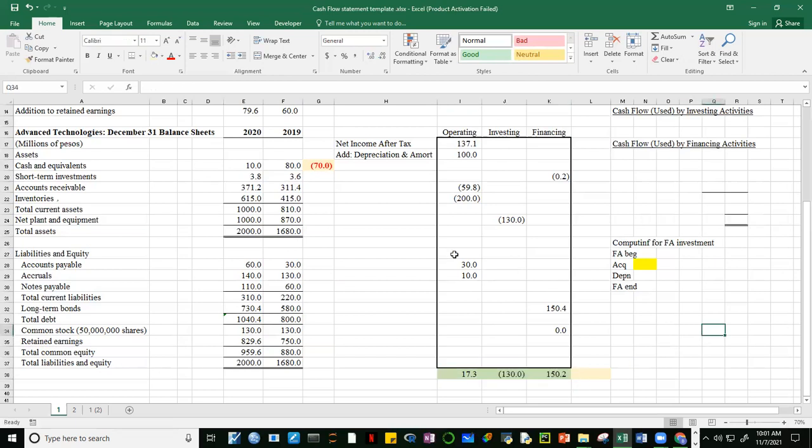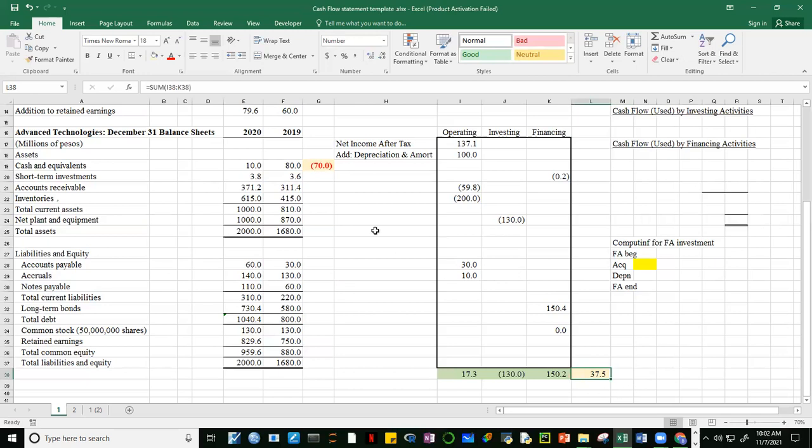Okay, so as far as operating activities is concerned, there was a net source of cash of 17.3 million. For investing, there was a net use of cash, 130 million. For financing, there was a net source of cash, positive 150 million. Okay, if we sum this up, there's a net increase in cash of 37.5.